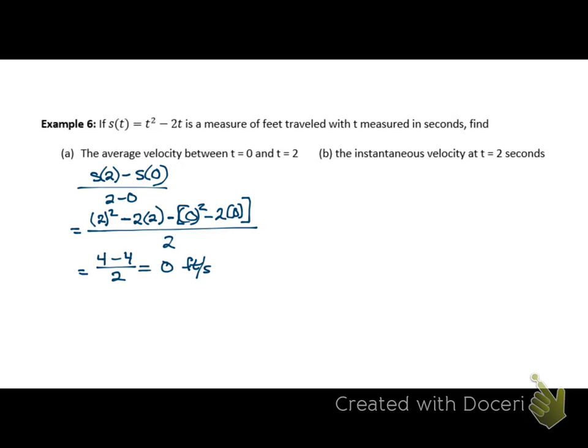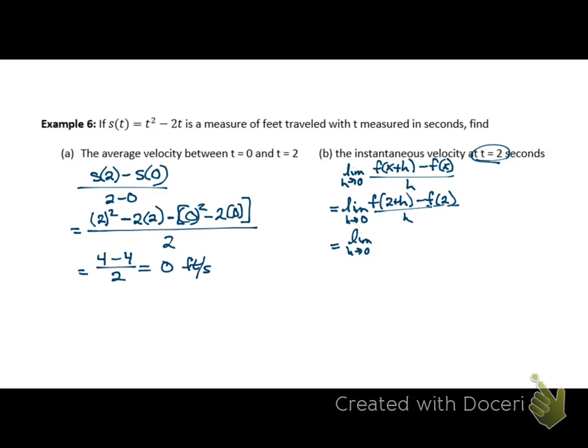For the instantaneous velocity, we're finding the limit as h approaches 0 of f of x plus h minus f of x all over h. We're plugging in 2 because that says that t equals 2 seconds. So we're finding the limit as h approaches 0 of f of 2 plus h minus f of 2 all over h. Equals the limit as h approaches 0. Now, this is where we have to make sure we're plugging it in appropriately. We're plugging 2 plus h in every time we see t.